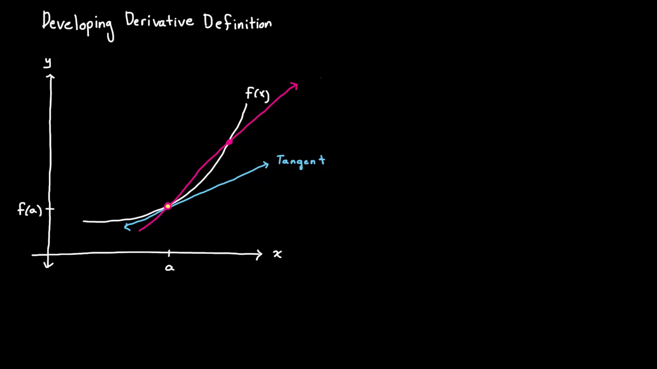This line that I drew that cuts through is not a tangent. A tangent does not cut through. In this case, this is called a secant line. That's not ultimately what we want. I don't want the slope of a secant line. I want the slope of a tangent line. But to develop this definition, we are going to talk about what is the slope of that secant line.